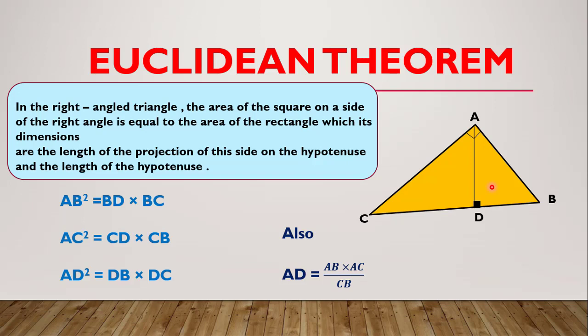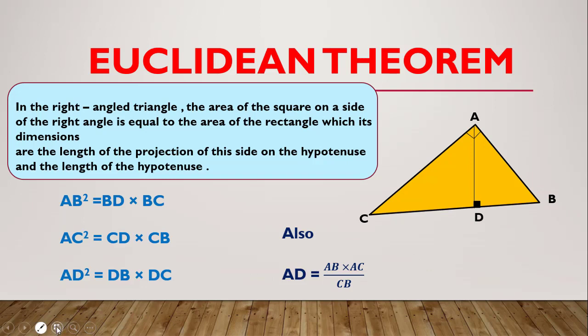We use Euclidean theorem if we have a right angle triangle and from the right angle we draw a perpendicular to the hypotenuse. In this case, I can use Euclidean theorem. Euclidean theorem: the square of the length of any side of the right angle in a right angle triangle equals the product of its projection on the hypotenuse multiplied by the hypotenuse.